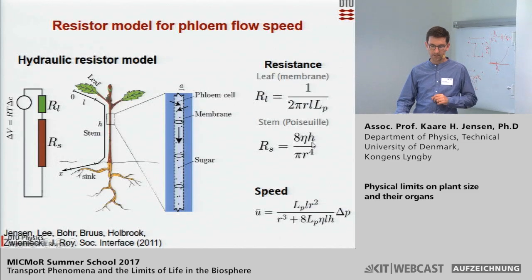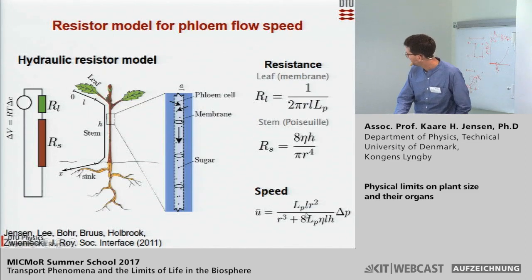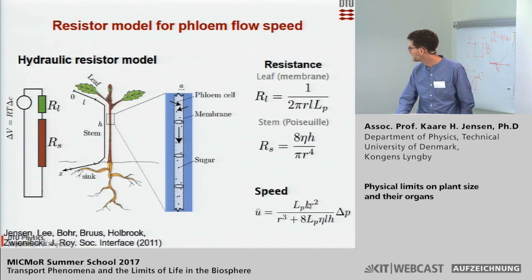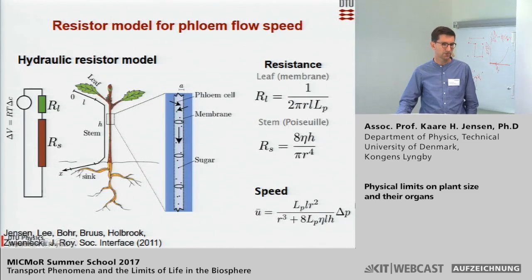Similarly, in the stem, I have this dependence on viscosity and length of transport, and then the radius to the power 4, this Hagen-Poiseuille law that we saw earlier today. So if I put these two together, the total flow is described by the usual transport equation. I get a flow speed which looks like this. It depends on all the physical parameters: permeability of the membrane, radius, length of leaf, length of plant, and viscosity, and it's just proportional to the pressure drop.